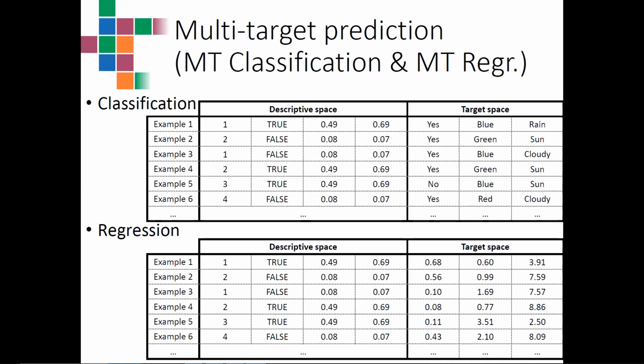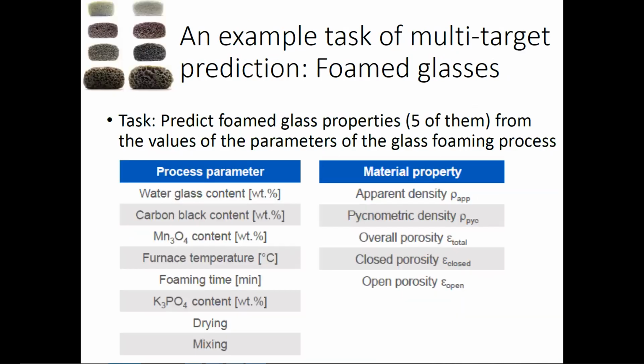In multi-target prediction, we want to predict several properties at the same time. This is nothing unusual in material science. We typically want to predict at the same time, let's say, conductivity, band gap, all sorts of properties. So in this context, multi-target classification and multi-target regression can come in handy.